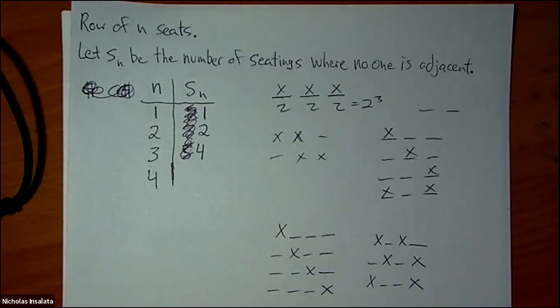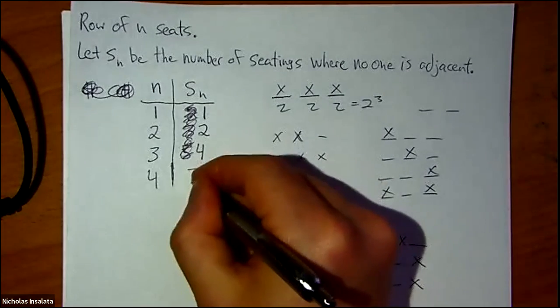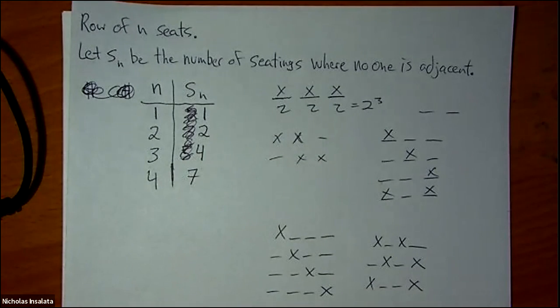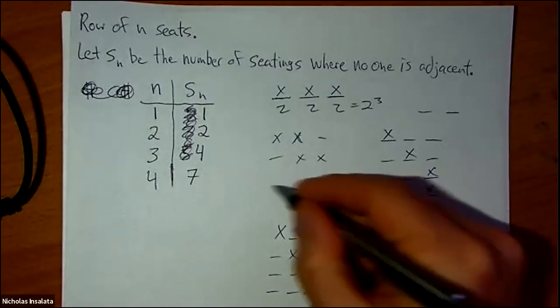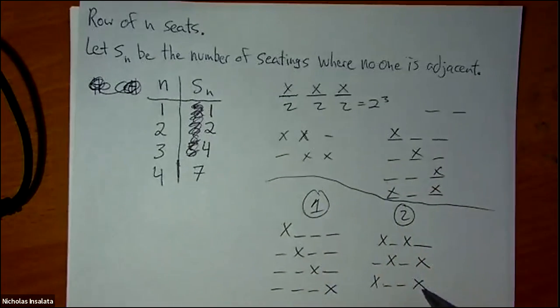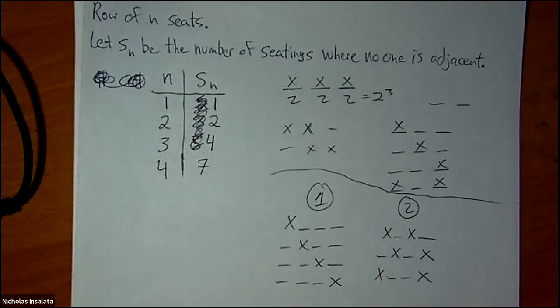No, right? Okay. So here we would get 7 then, right? Okay. So I think I got them all. Here's all the ones with 1 student in 4 seats. Here's the ones with 2 students in 4 seats. I think I got them all. Did I miss any? I think we're good there, right? So what do you guys think? Anyone see a pattern?